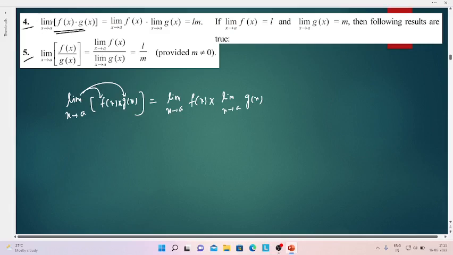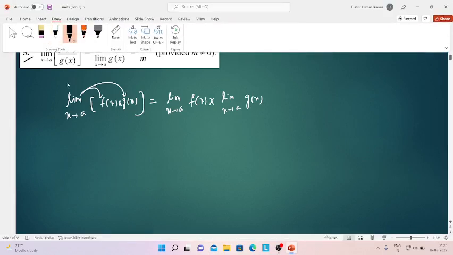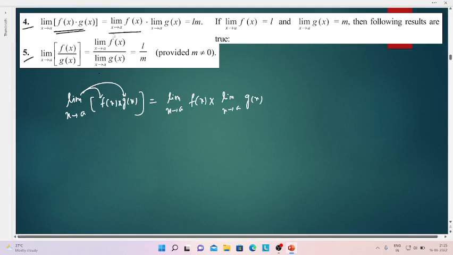I mean, if we have to find the limit of f(x) times g(x) when x tends to a, that will equal the limit as x tends to a of f(x) times the limit as x tends to a of g(x). And obviously, you know, the limit of f(x) is nothing but L, and the limit of g(x) is nothing but M. So that will become L times M, right? So you can understand, right?